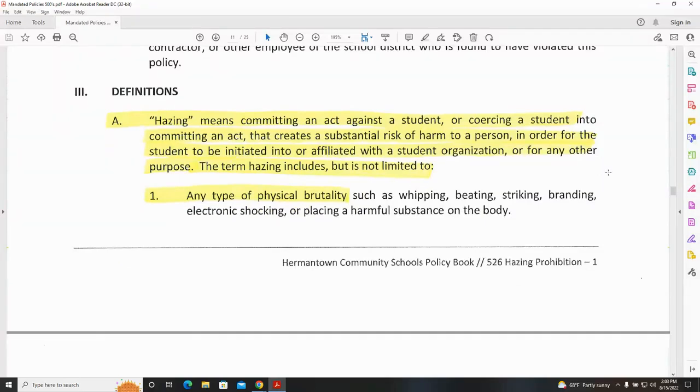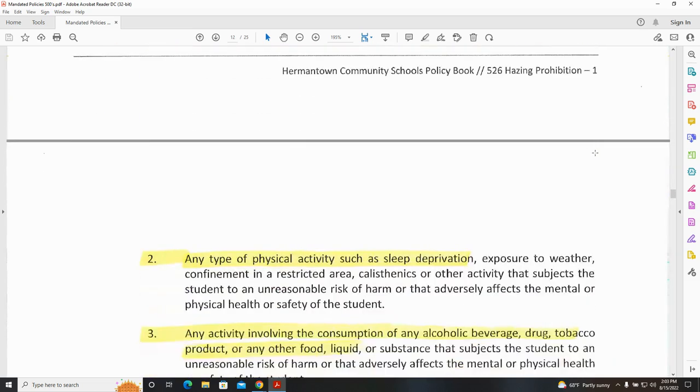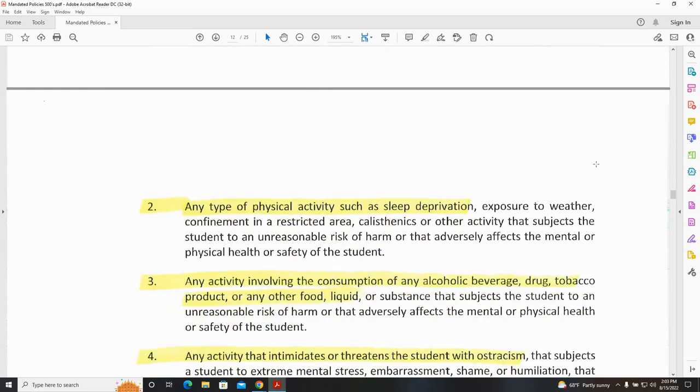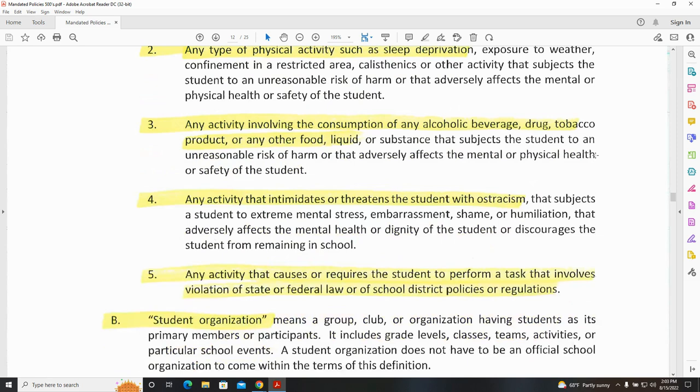So some definitions: hazing means committing an act against a student or coercing a student into committing an act that creates a substantial risk of harm to that person. And it's for the purpose of initiating or affiliating with a student organization. This can include any type of physical brutality, any type of physical activity such as sleep deprivation, any activity involving the consumption of an alcoholic beverage or drugs. Oftentimes we'll see this in a college setting, like a fraternity, some sort of initiation there.